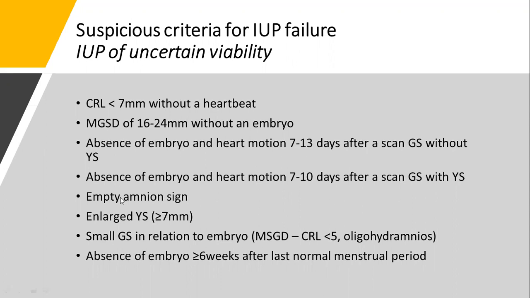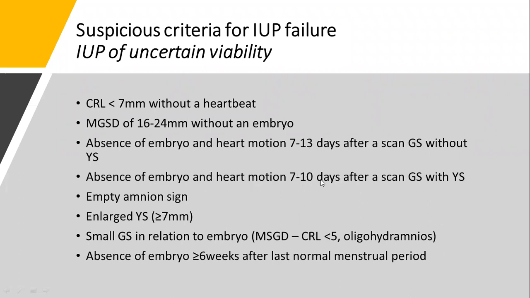And here, we are saying absence of embryo and heart motion 7 to 13 days after a scan showed a GS without a yolk sac. Remember, we said after 14 days, that's when we expect to see an embryo. So we are still within the gray zone. At 7 to 13 days, we are still within the gray zone, which makes it difficult for us to say this is an early pregnancy failure. So we are still not certain about the viability of this pregnancy.